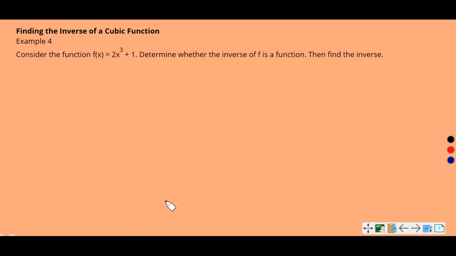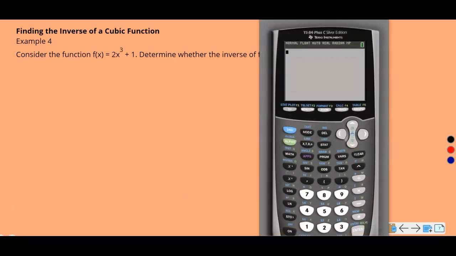use the horizontal line test. So let's graph the function, and then we can visually look at it and see if it would pass the horizontal line test. So we're going to have 2x cubed plus 1, and then we're going to hit graph.